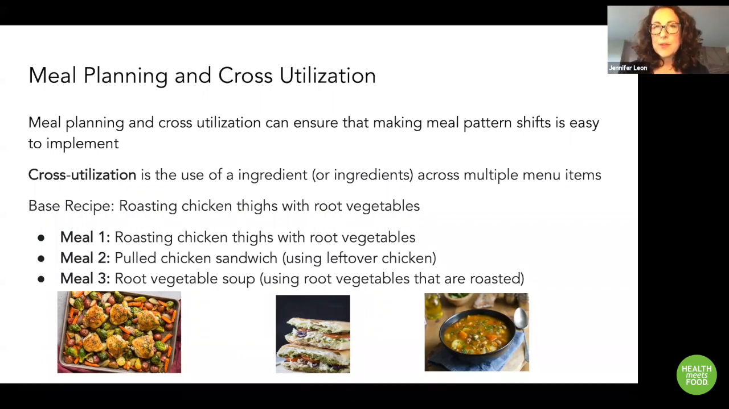And so some examples of this is meal 1 might be roasting chicken thighs with root vegetables. Meal 2 is using that chicken, pulling the chicken and adding some other components to make a pulled chicken sandwich. And then finally, you might take the leftover pulled chicken and roasted vegetables and put them into a soup. Next slide, please.